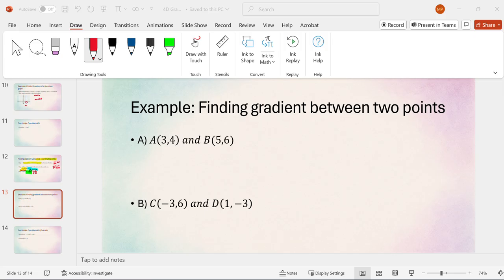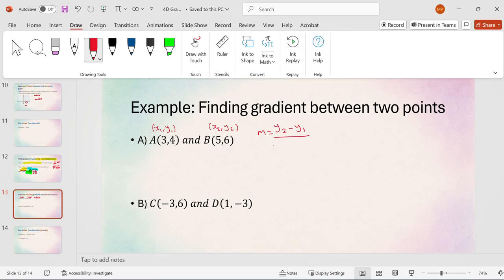Here we go. So I've got point A is (3, 4), and point B is (5, 6). I'm just going to label them as x1 and y1 first. So I'm going to label A as my first coordinate point, and then I'm going to label (5, 6) as my second coordinate point right here. I'm now going to start off by writing my formula, m equals y2 minus y1 over x2 minus x1, just like that.